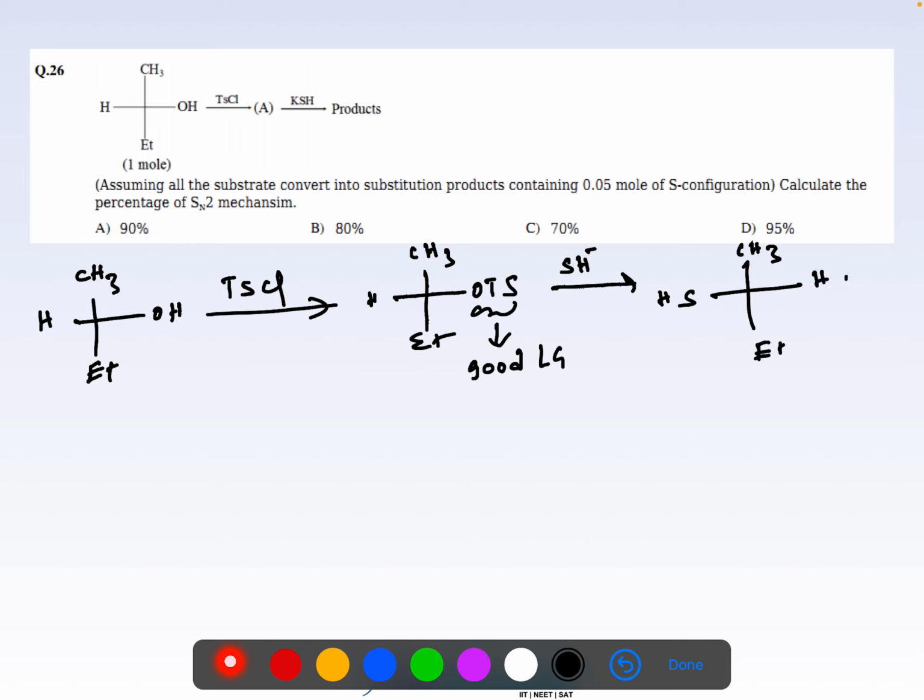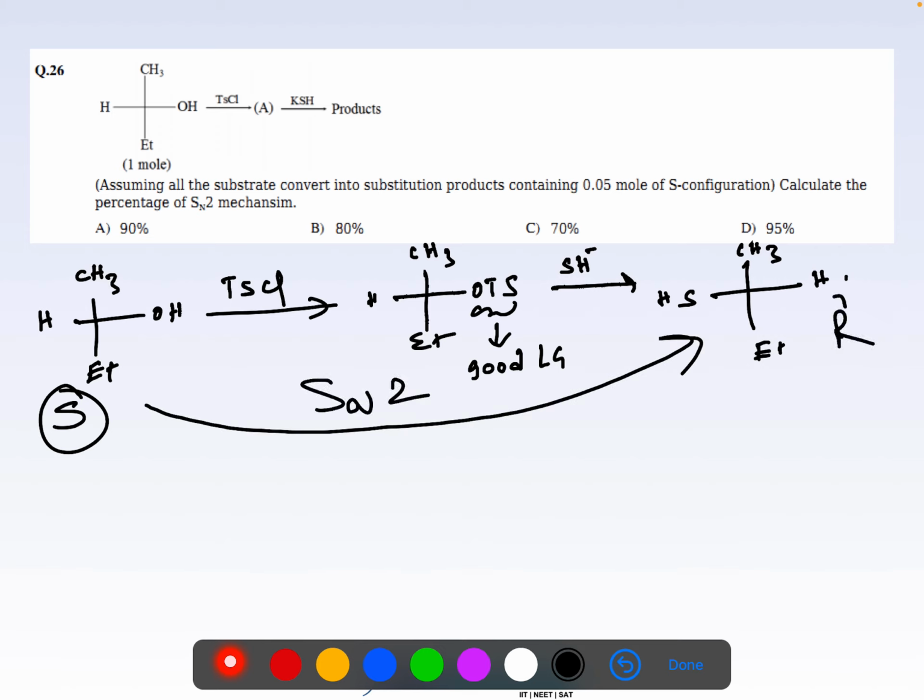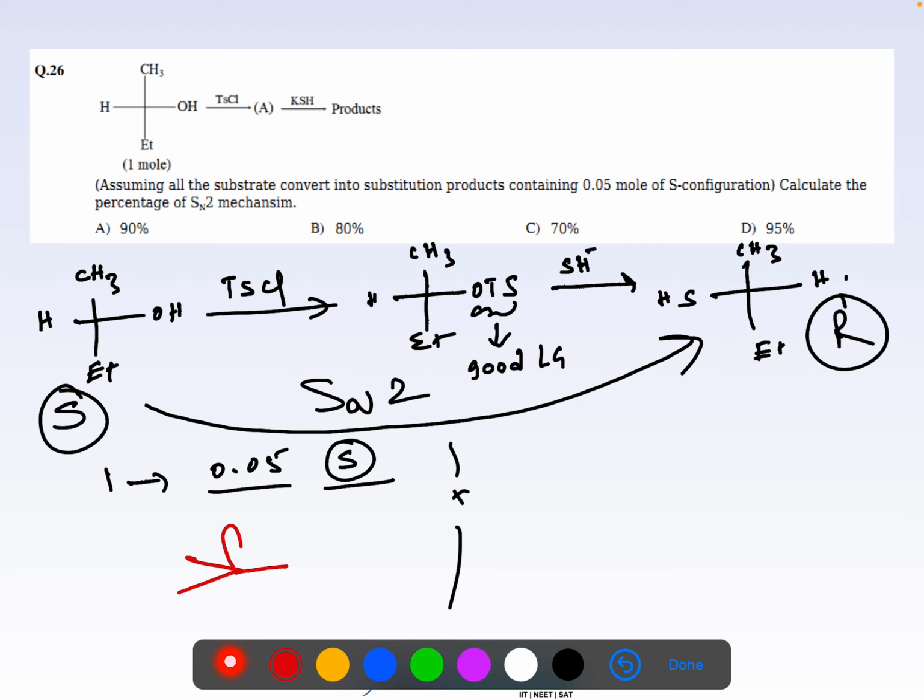Okay. So if the configuration of the starting material is S configuration, in this particular reaction through SN2 the product should have R configuration. But in the question it is mentioned that out of 1 mole, 0.05 moles of product is giving rise to S configuration. This S configuration is only possible through an SN1 reaction. In an SN2 reaction the product should be R configuration. So S configuration product means there should be SN1 mechanism.